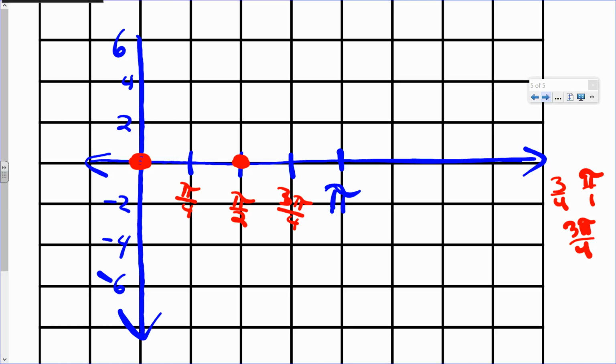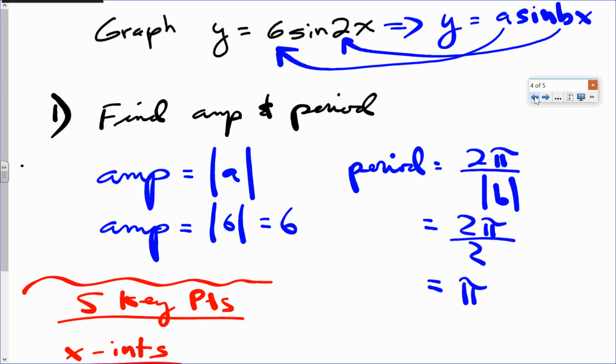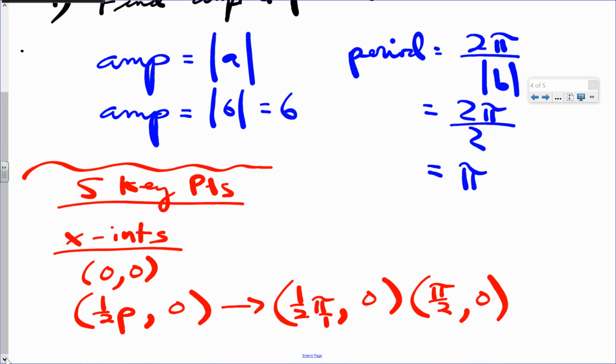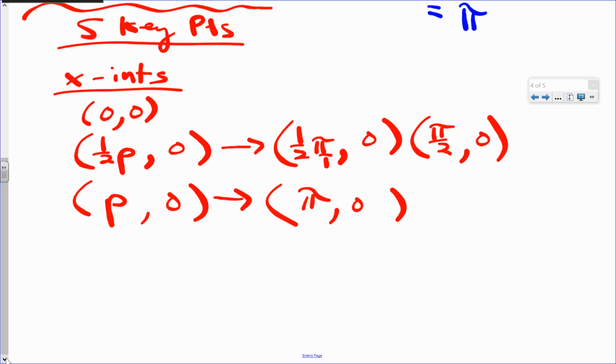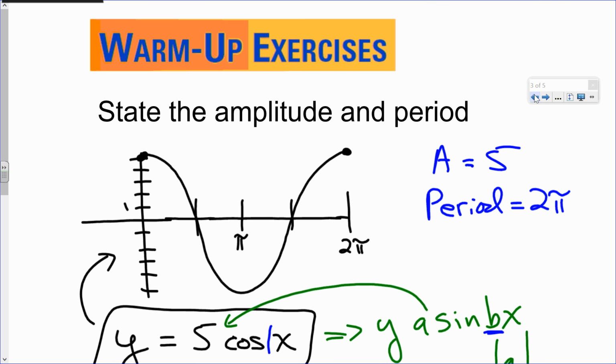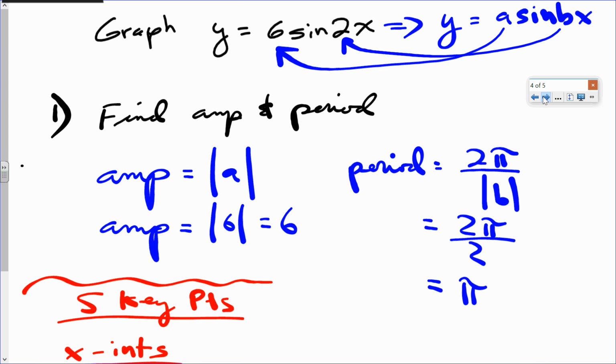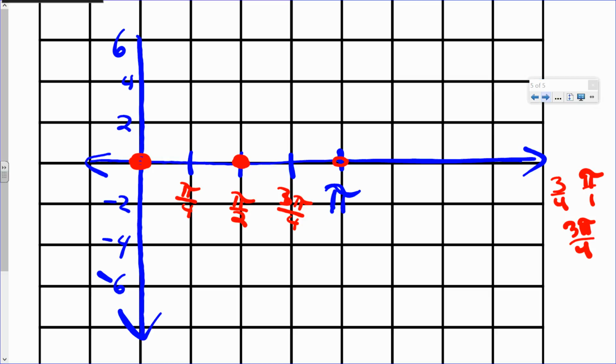There's one more x-intercept, right? What's the third one that says the guide? What does P stand for? Period. There we go. P and then 0. What was the period? Pi. So pi, 0. Look at the third x-intercept, pi, 0. Do that with me. Pi, 0 is right here. There's our x-intercepts. They're covered.